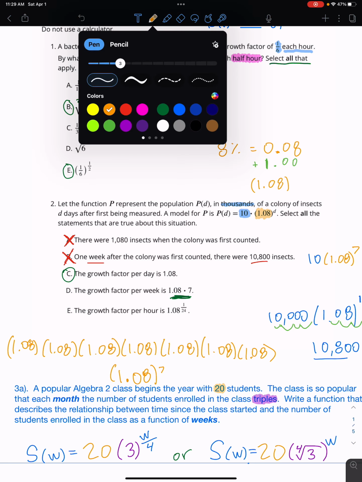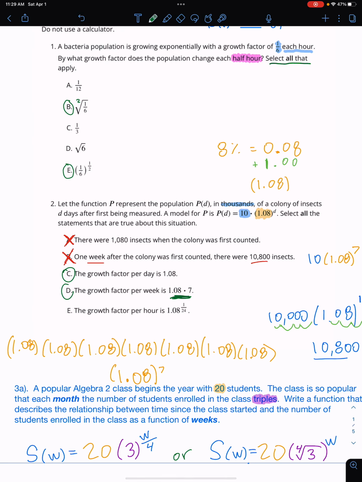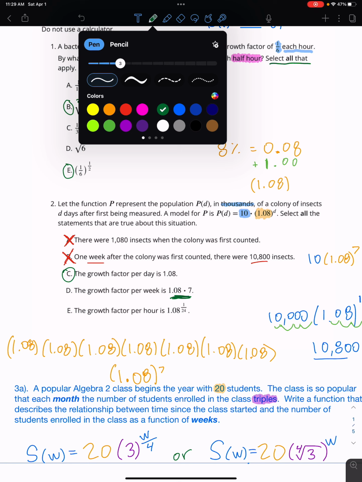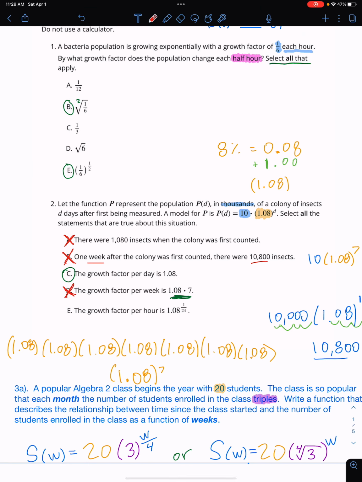So I'm going to grab my green marker for yes. Or no. We're red, right? Red for wrong. Not this one. It's supposed to be 1.08 to the power of 7 after a week.